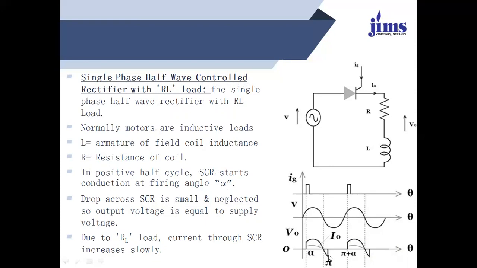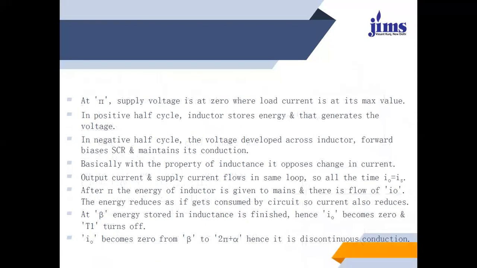Due to the inductance in the circuit, the combination of R and L, the voltage becomes negative, but the current at this moment lags behind due to the inductance. So we get a negative pulse of voltage at this moment. That is the difference between the R type load and the RL type load.